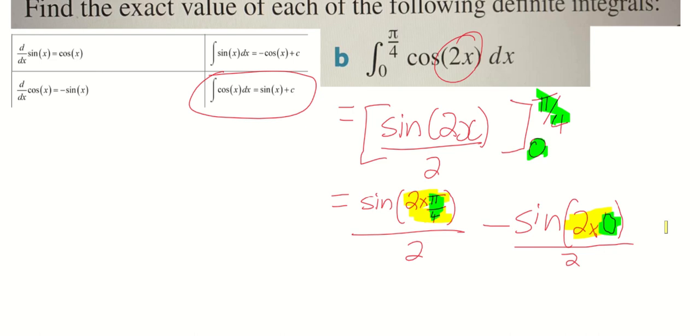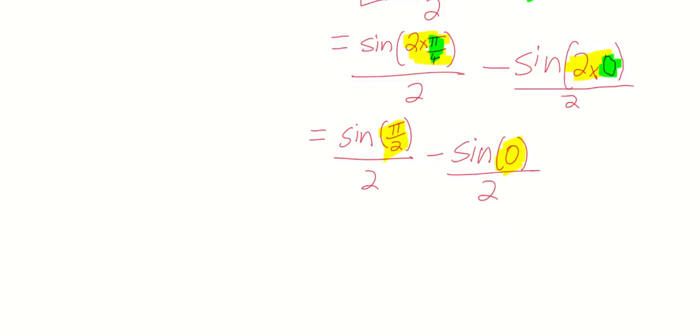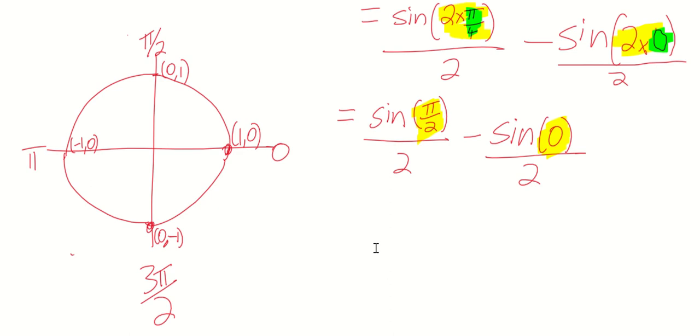Then we'll simplify those two expressions in yellow. So 2 times pi on 4 is pi on 2, and 2 times 0 is 0. So our job from here is we've got to figure out what sine pi on 2 is and what sine of 0 is. So I draw up my unit circle, and I'm looking for sine of pi on 2.